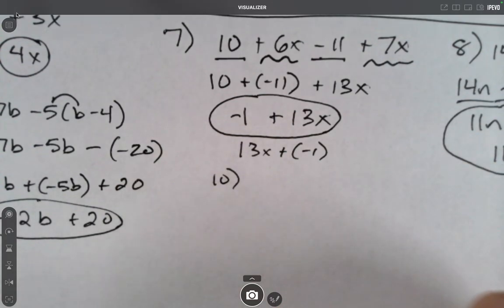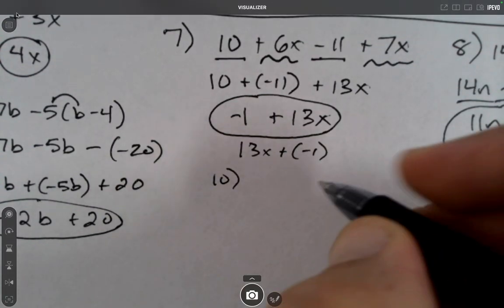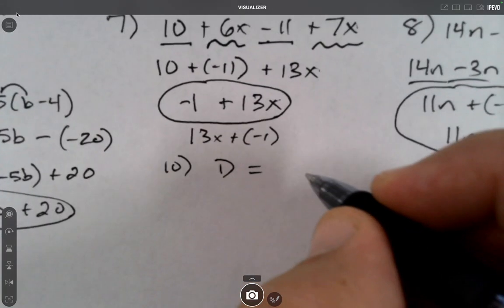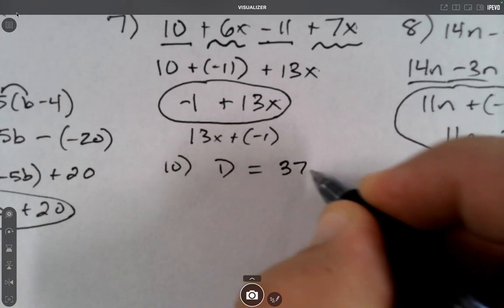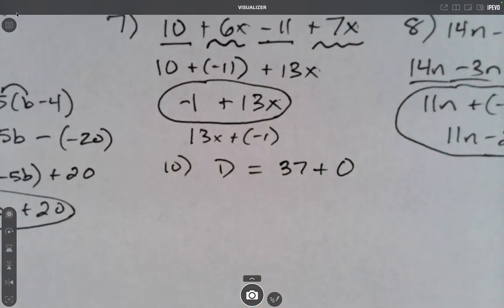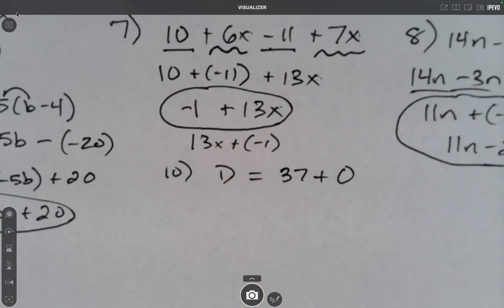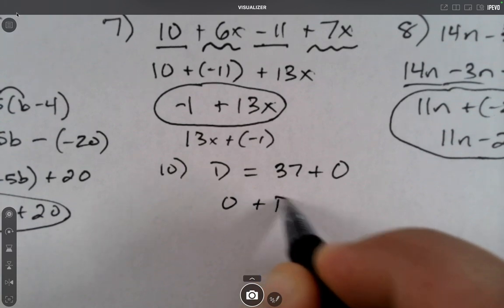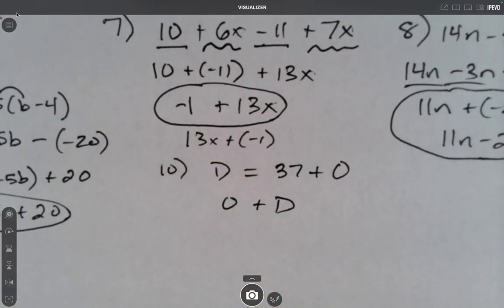Debbie has 37 more songs in her player than Omar. So Debbie has 37 more than Omar. So the number that Omar has, because we want to know how many they have put together, so you have to add Omar's plus Debbie's. Or sorry, it's Omar. I don't know why I read that wrong. Debbie has 37 more than Omar. And we have to add Omar's and Debbie's together to get the total.